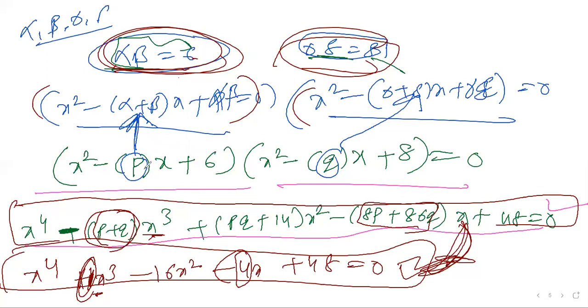At least I know alpha plus beta, and at least I know gamma plus delta. By using alpha plus beta and alpha beta, I can find alpha minus beta. If I know gamma plus delta, I know gamma into delta, I can find gamma minus delta, and I will find gamma and delta individually. Don't worry about that. Before finding all these things, first you find alpha plus beta and gamma plus delta. Once you find p, you get alpha plus beta. Once you find q, you get gamma plus delta.